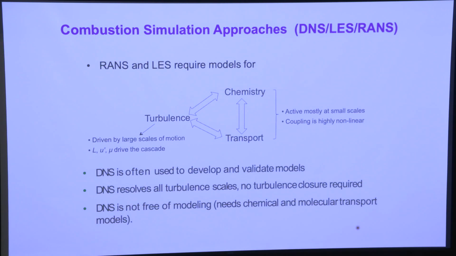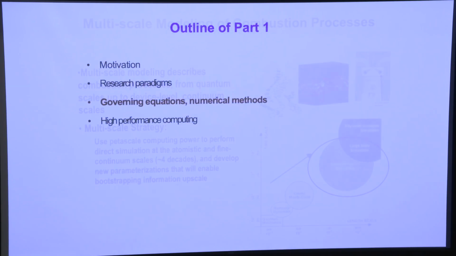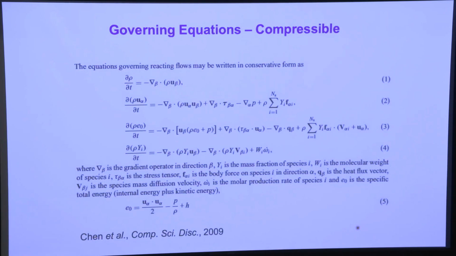But I want to say that DNS is not free of modeling. It still needs chemical and molecular transport models. And so in DNS, I'll talk about the compressible formulation today. We solve the governing equations for reacting flow in conservative form, where we solve for equations 1 through 4, which are the continuity equation, the momentum equation, the total energy equation for E naught, and then the species continuity equations for each of the species mass fractions Y sub I.